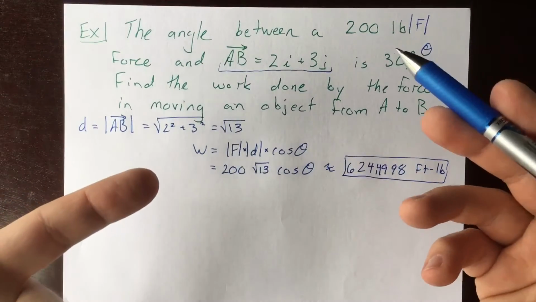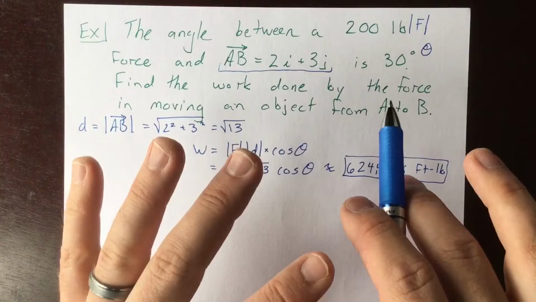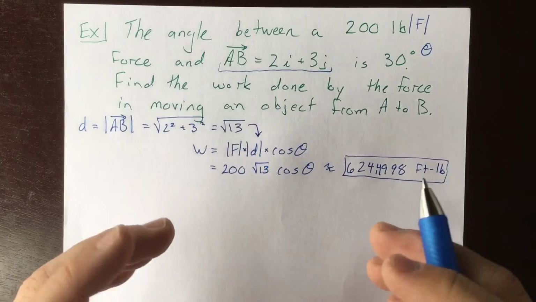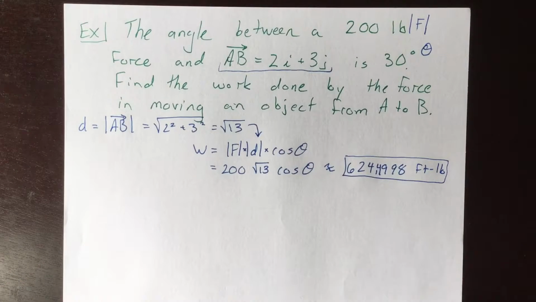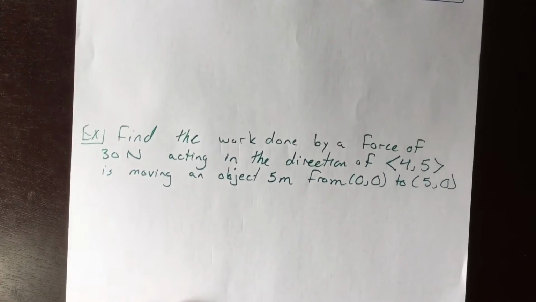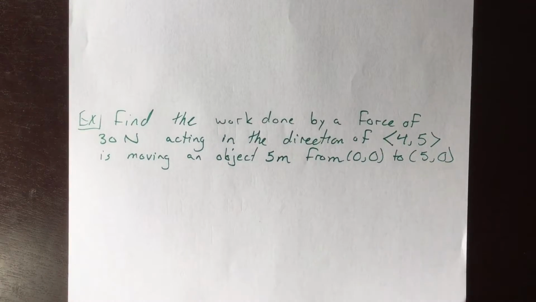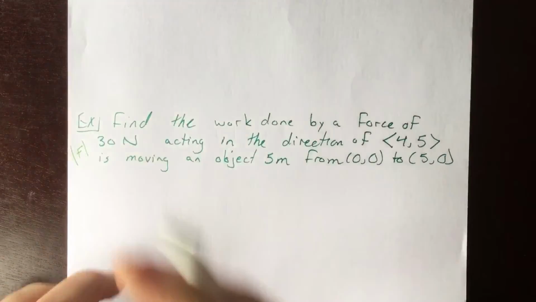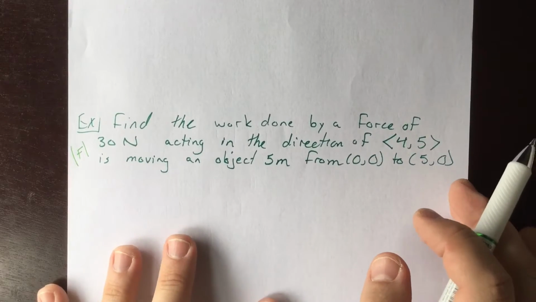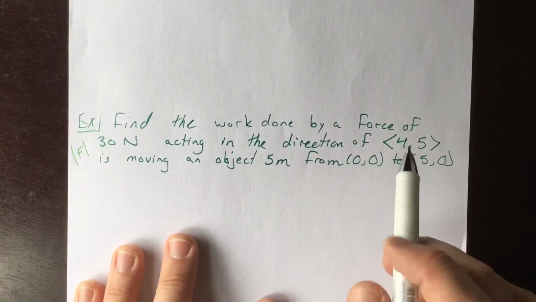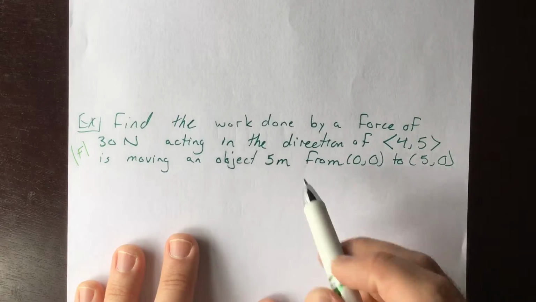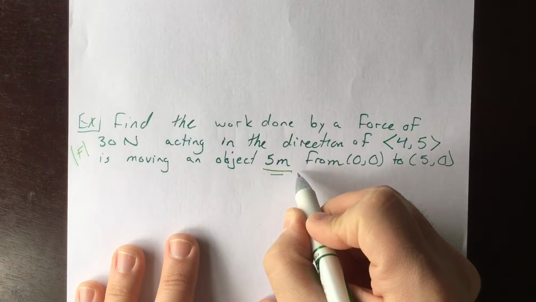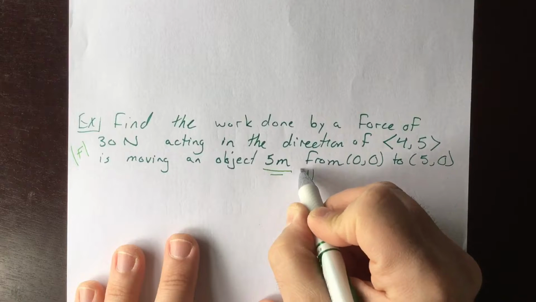So we looked at what was given. Notice that we were not given displacement, but the vector given, knowing the magnitude, is our displacement, and we had exactly what we needed. Let's try one more, guys. What if we're finding the work done by a force of 30 newtons? Again, great, we have our force magnitude, acting in the direction of <4, 5>, moving an object 5 meters. That's convenient. So we have 5 meters. That is our displacement. Perfect.